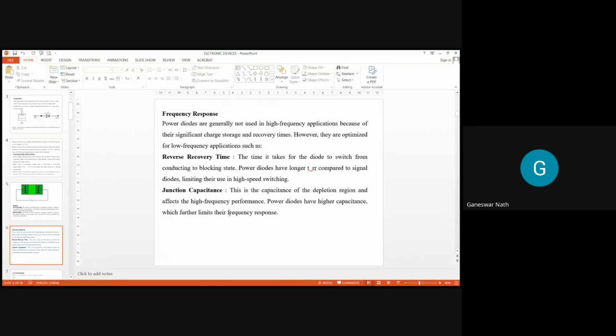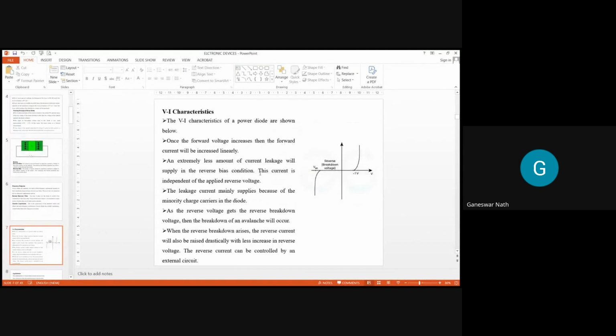Similarly, you can go to the VI characteristic of the power diode. This is the VI characteristic of a power diode. It is just like a simple junction diode. We have taken the forward bias voltage on the x-axis and the current on the y-axis. Similarly, the reverse voltage and reverse current are in this direction.